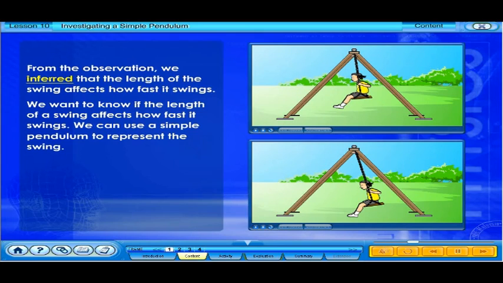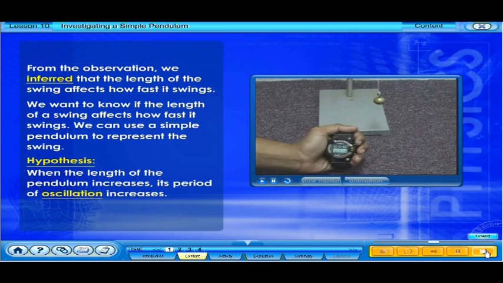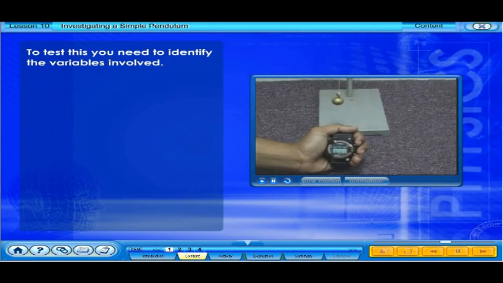We want to know if the length of a swing affects how fast it swings. We can use a simple pendulum to represent the swing. What is the hypothesis to be tested? When the length of the pendulum increases, its period of oscillation increases. To test this, you need to identify the variables involved.